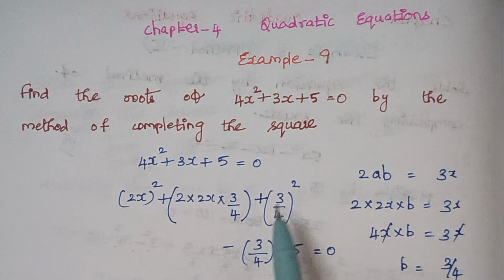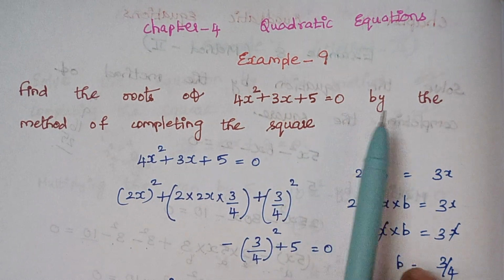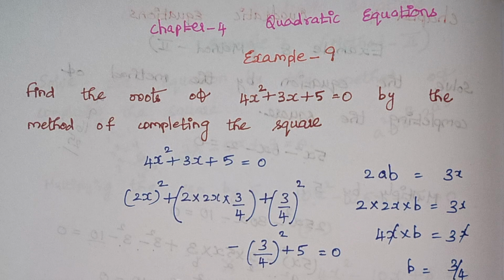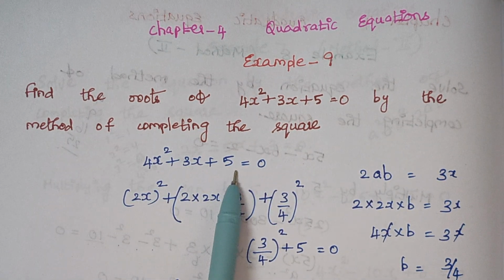The problem is find the roots of 4x square plus 3x plus 5 equal to 0 by the method of completing the square. So first write down the given quadratic equation. We have to find the roots of this quadratic equation.